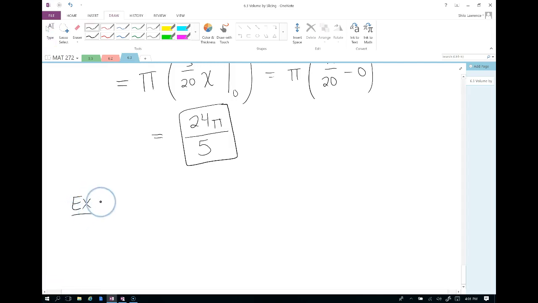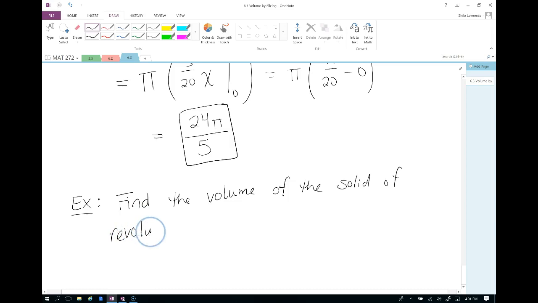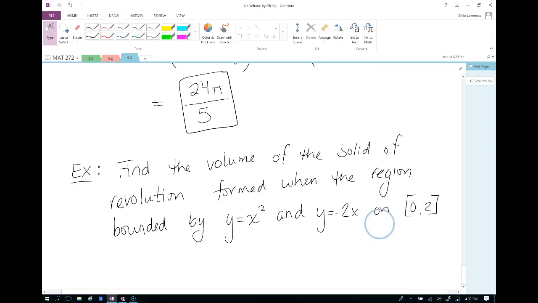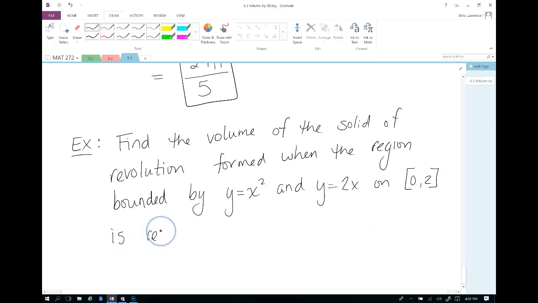So let's look at one more real quick. We're going to find the volume of the solid of revolution formed when the region bounded by y equals x squared and y equals 2x on 0 to 2 is revolved about the y-axis.